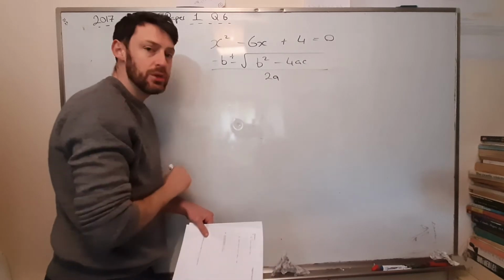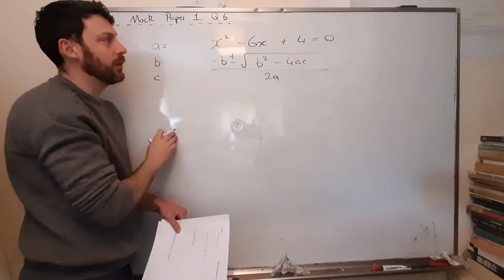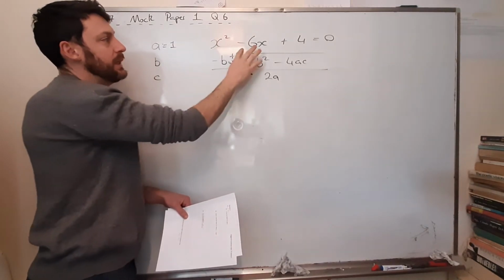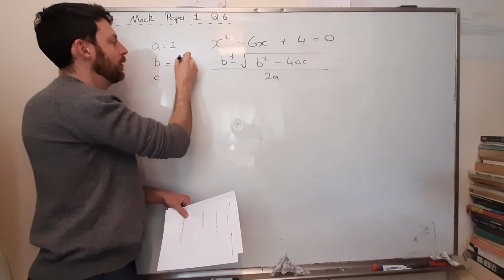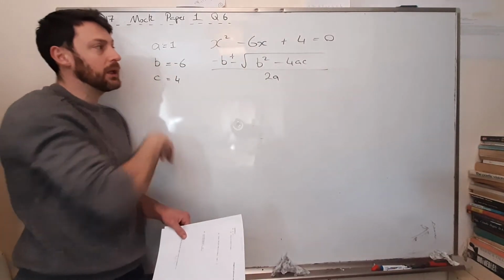Okay, and in order to use this, I need to figure out what a is, what b is, and what c is. So a here is the coefficient in front of the x squared, so it's 1. B is -6. C is 4. Okay, and now I'm going to plug in my values.